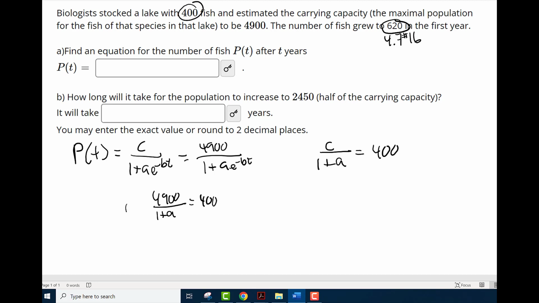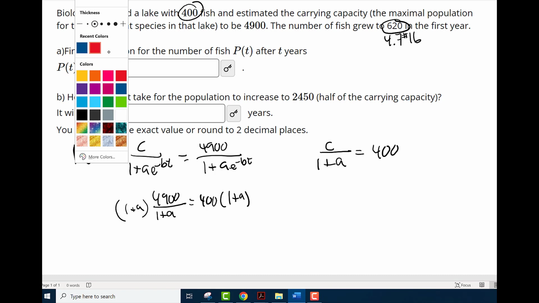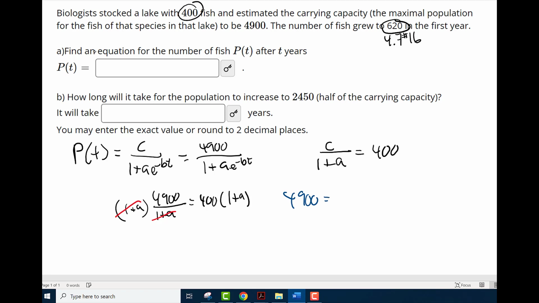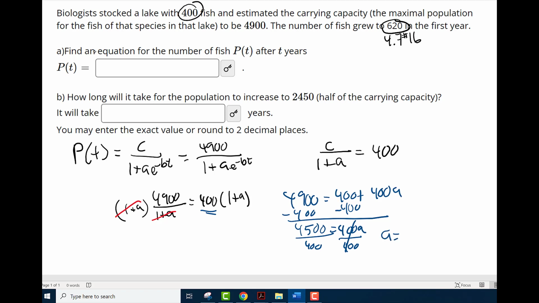So I'm going to multiply both sides by 1 plus a. So I can change colors here. And we have this reduces with that. And I'm going to go to blue. I like blue more. So we have 4,900 equals 400 plus 400a. I just distributed the 400 there. Subtract the 400. And we have 4,500 is 400a. And we can divide both sides by 400. And we have a equals 11.25.